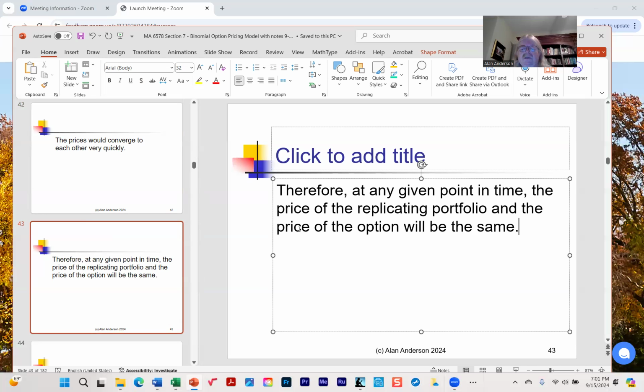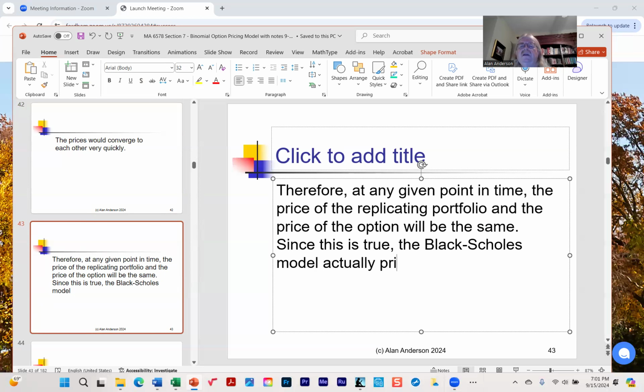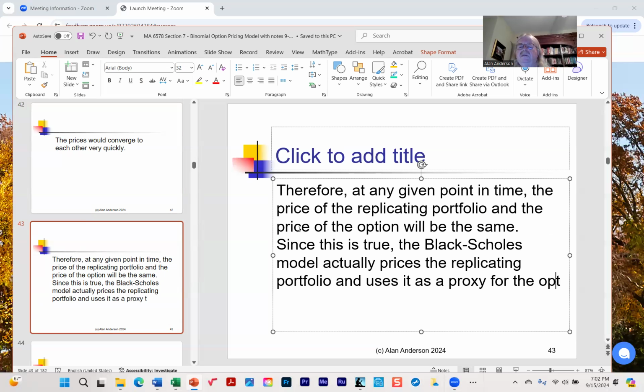So what does this have to do with anything? Well, that being the case, the Black-Scholes model actually prices the replicating portfolio and uses it as a proxy for the option price. So they're saying, well, listen, if we know that they have to be the same at all points in time, then why not just price the replicating portfolio, and that will give us our option price. So in other words, the Black-Scholes model technically doesn't price options. It prices the so-called replicating portfolio.